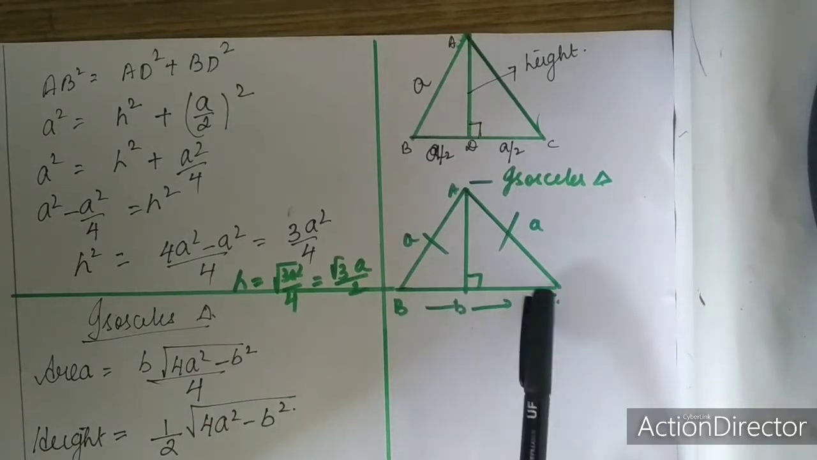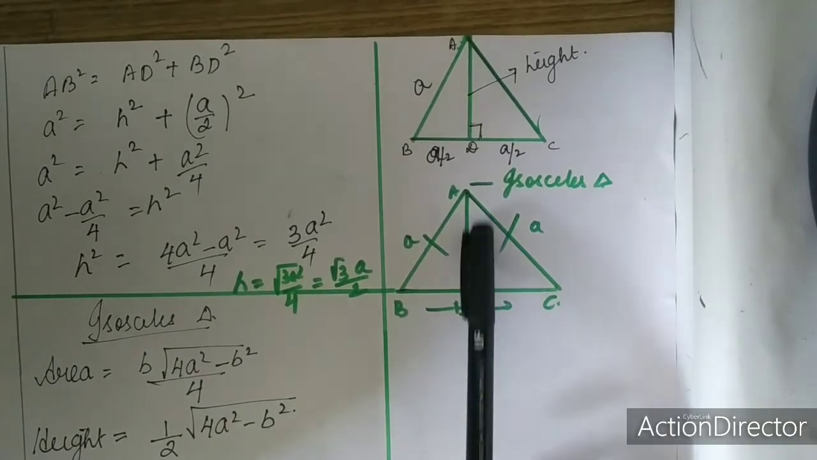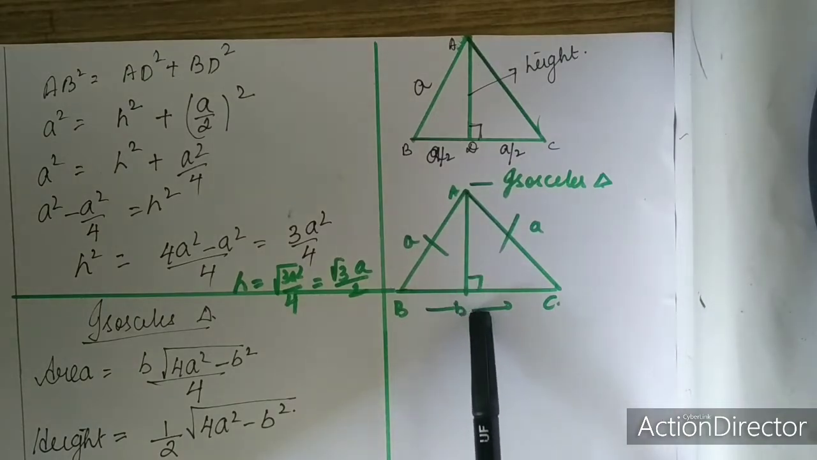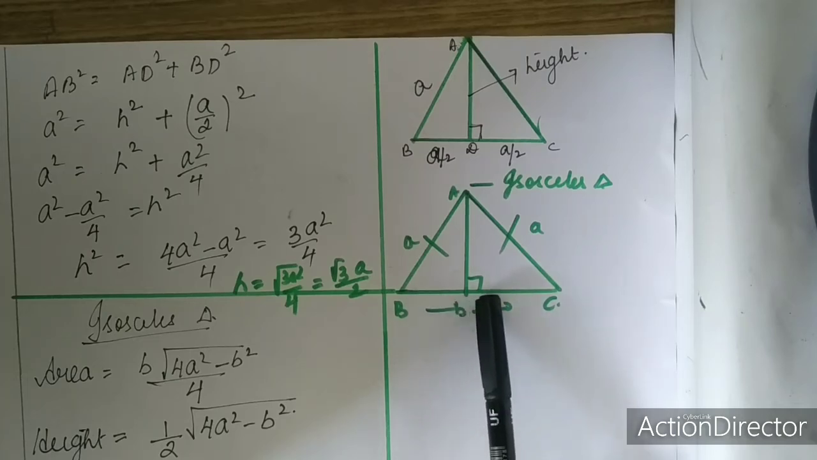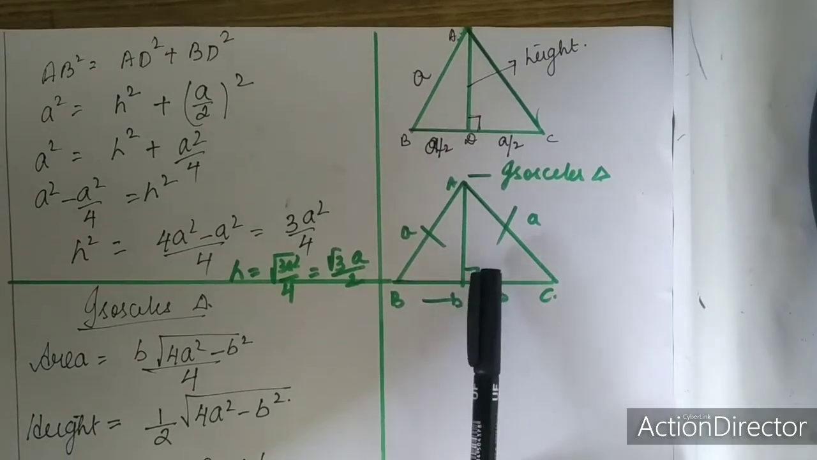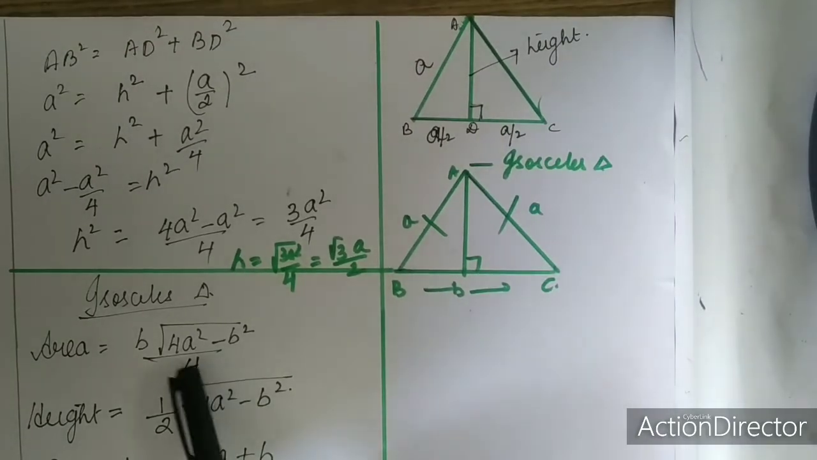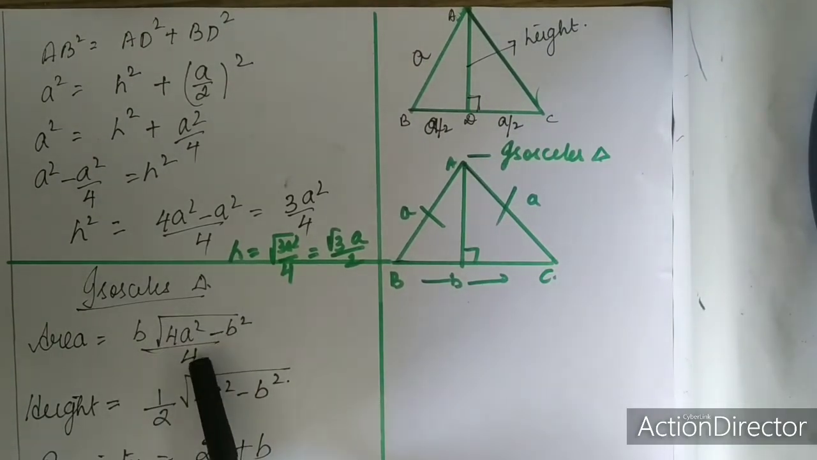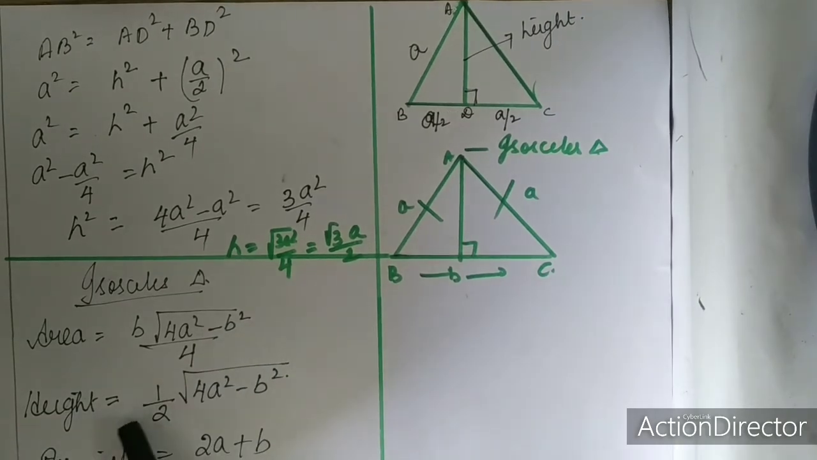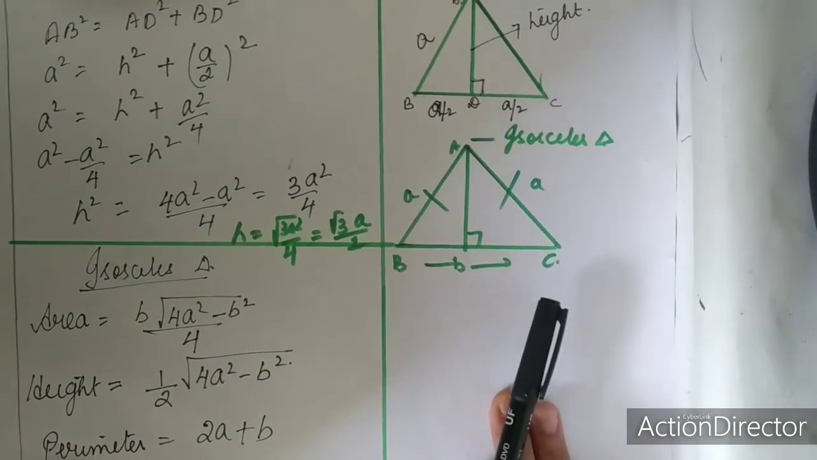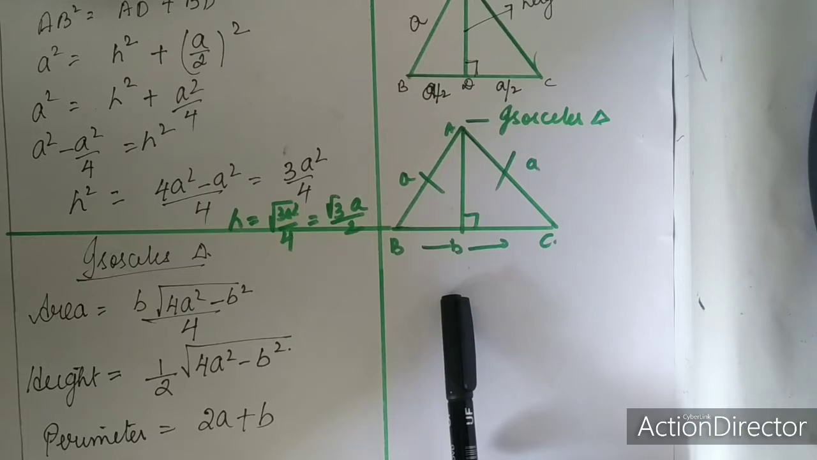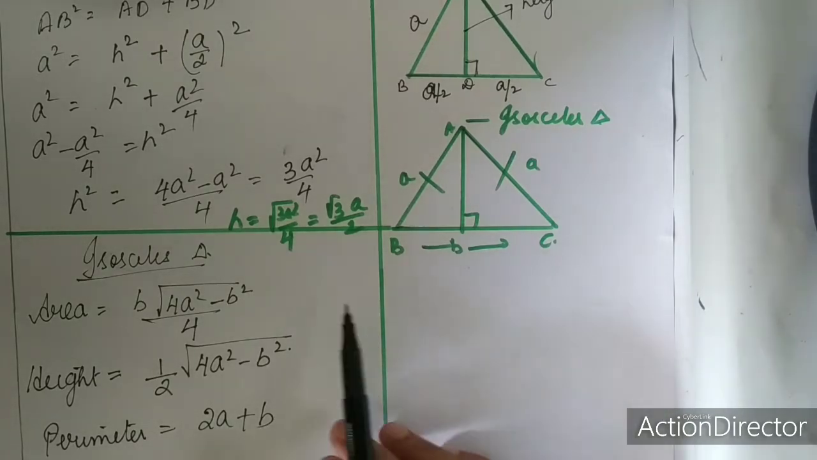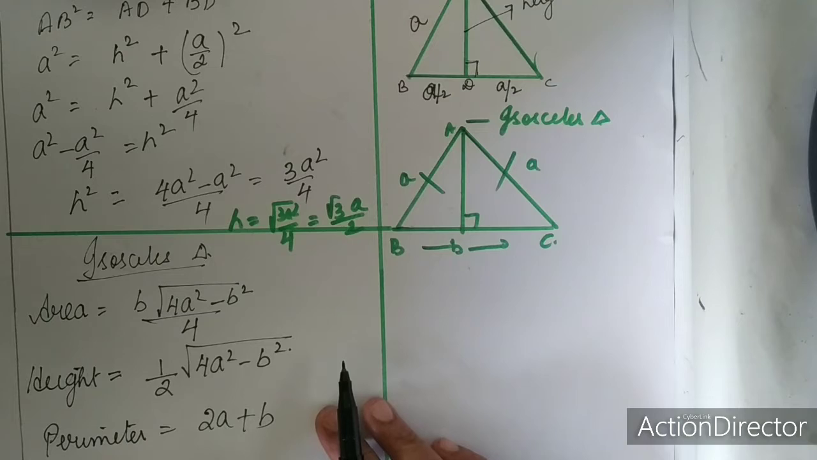Similarly, if an isosceles triangle is given, in an isosceles triangle there will be an altitude drawn at 90 degree, that is from the vertex to the base at 90 degree. Here we can find by Pythagoras theorem the area, which is nothing but b into under root of (4A square minus b square) upon 4. And height will be equal to half into under root of (4A square minus b square). And perimeter is nothing but the sum of all sides, that is 2A plus b. Even these formulas, if you learn them, you can directly use them in the question whenever an isosceles triangle is given.